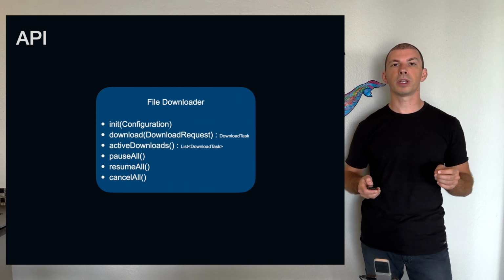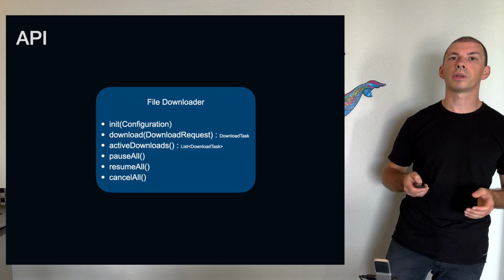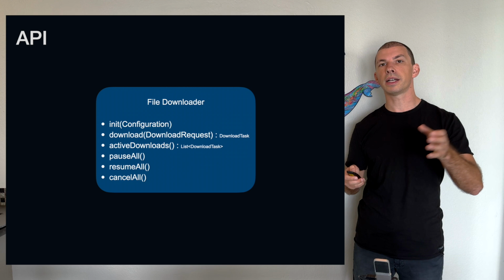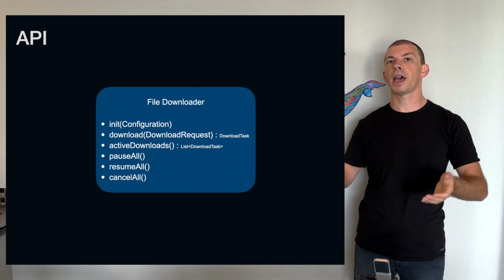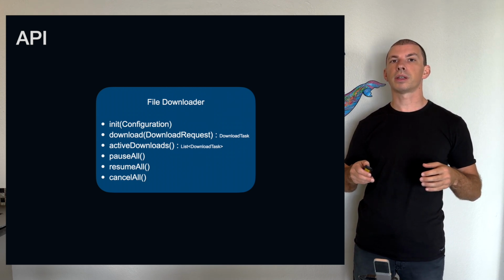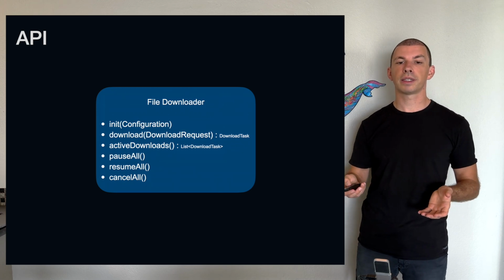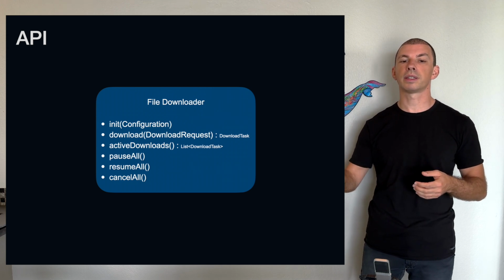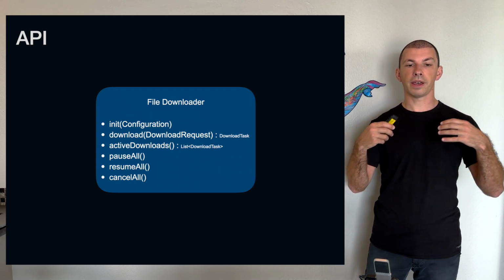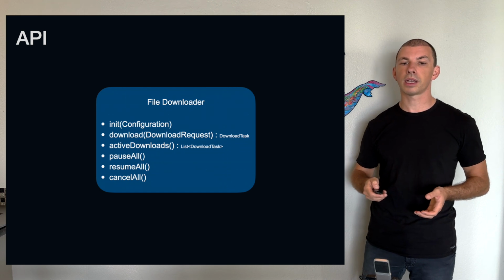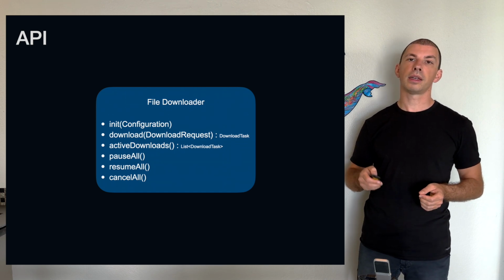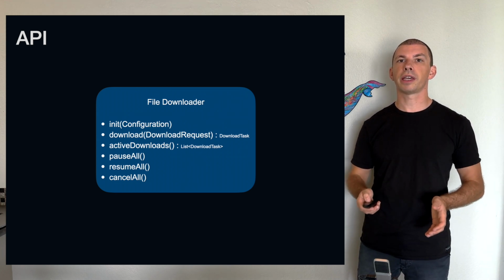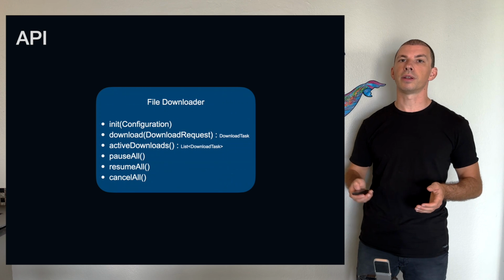The next method that we need to have is download, which will receive a download request and provide as a result a download task that will have some information about the progress on this task, for example, and the ability to cancel or pause this particular task. So we'll have a list of active downloads, as we discussed before, and the ability to pause, resume, and cancel all the tasks that we currently have and that are currently executing.